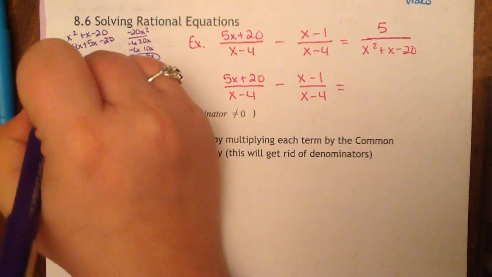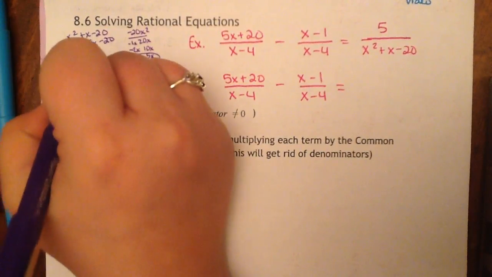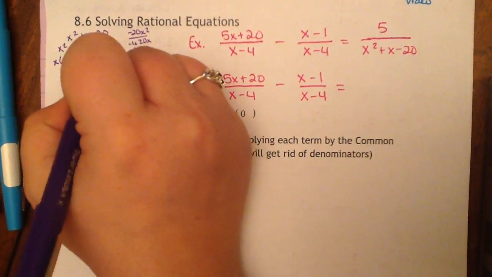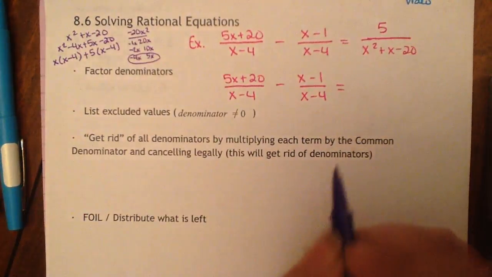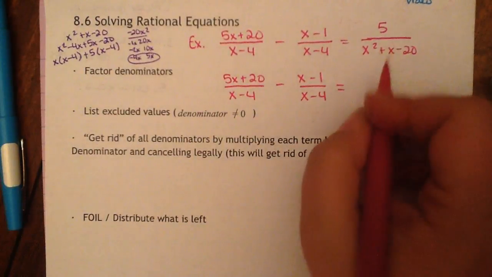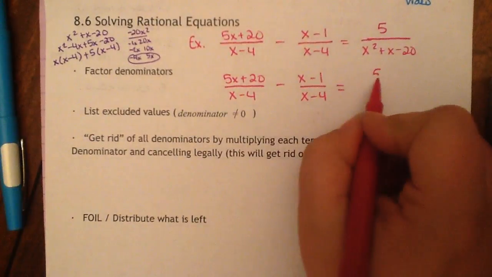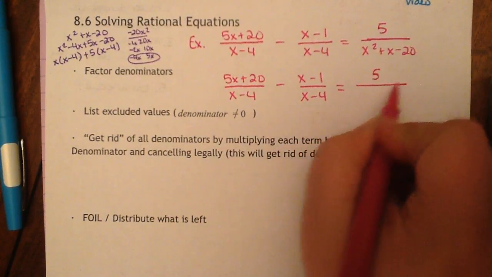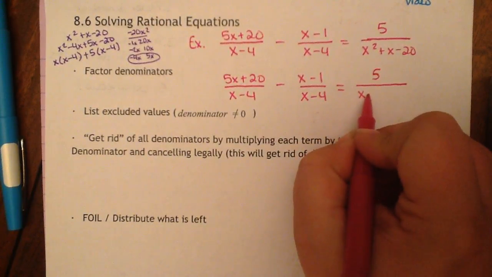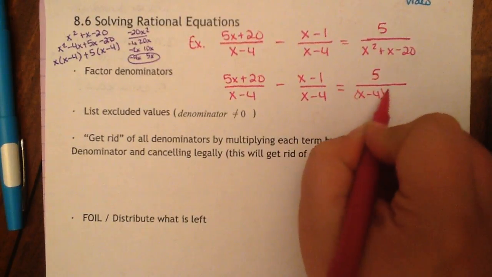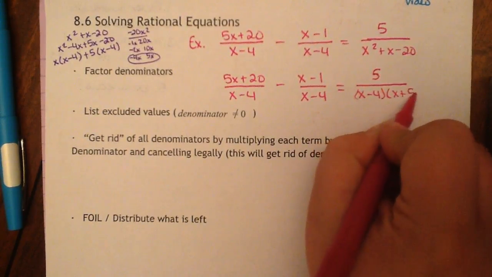These first two have in common an x, and these next two have in common a 5. So it looks like that factors as x minus 4 times x plus 5.